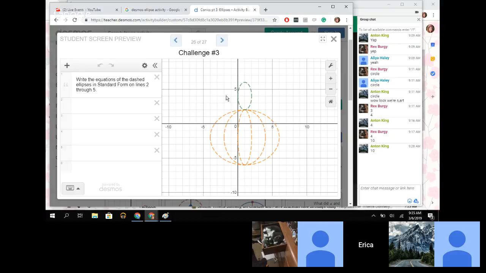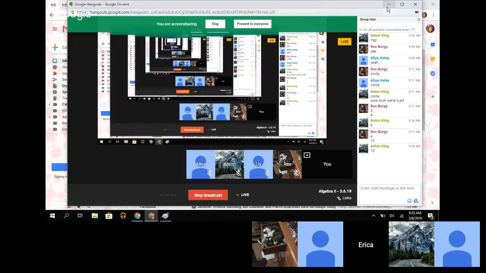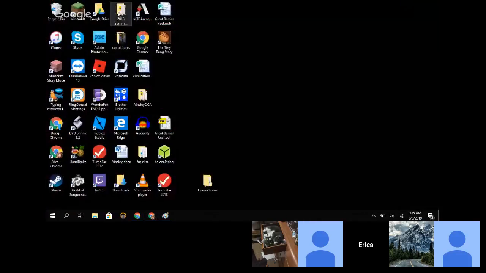Okay, so that's what I wanted to show you. I think that just gives you a good visual of what an ellipse is and why we have all these weird a squared plus b squared equals c squared.